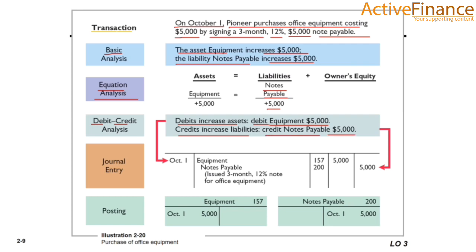So in the general journal, we will record first of all the date, and then we will debit the asset. This is the account number, and we will add the 5,000 on the debit side, and the notes payable account we will credit as 5,000. So this is the explanation of the transaction: issued 3-month 12% notes for office equipment. So this is the transaction analysis. Now, in the last step, we will post this entry in the general ledger.